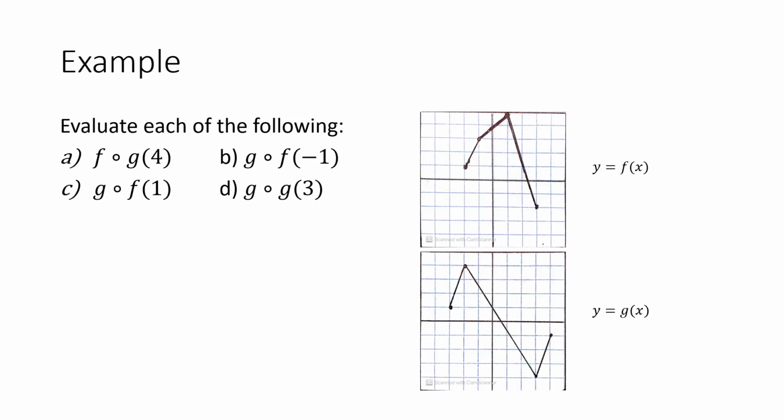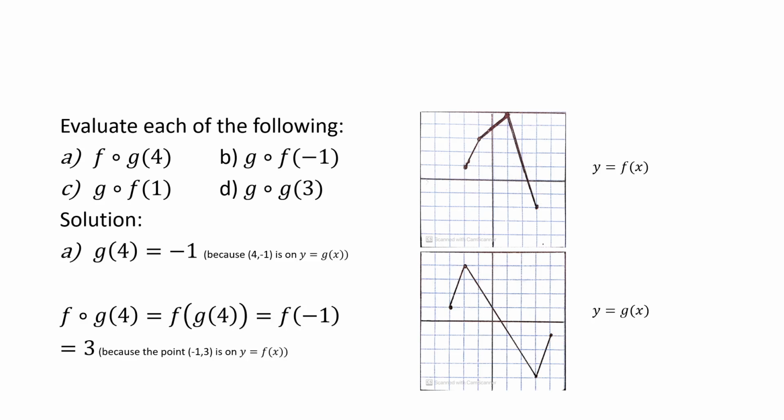Now, what if we're given graphs instead? Let's try these. We want f at g of 4. Well, g at 4 must be equal to negative 1 because the point (4, -1) is in g. Alrighty, that's cool. Then that means I'm looking for f at negative 1. F at negative 1 must be 3 because the point (-1, 3) is in f.